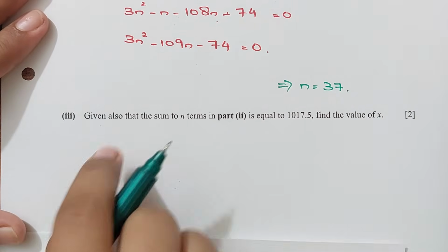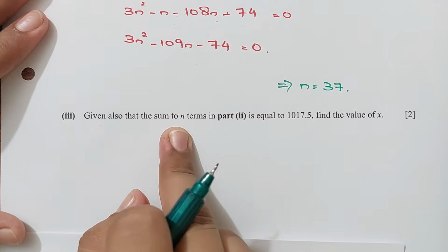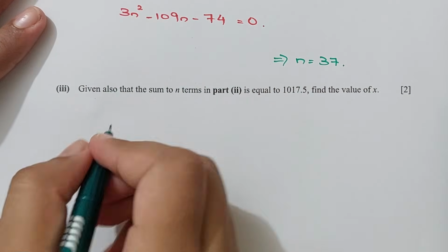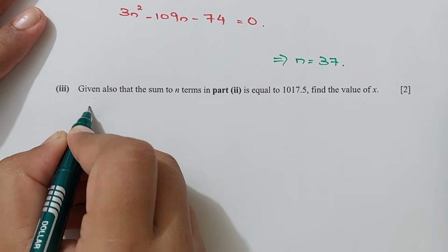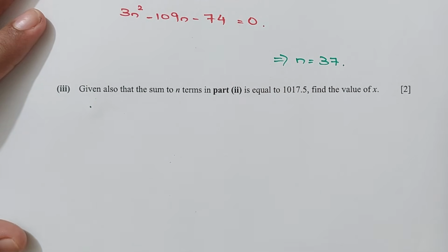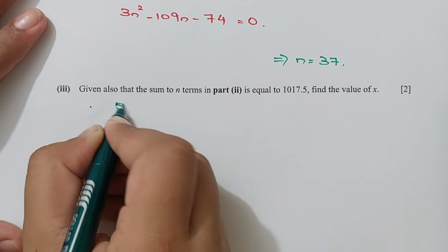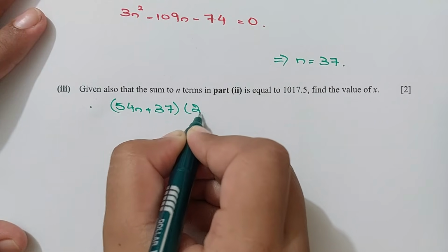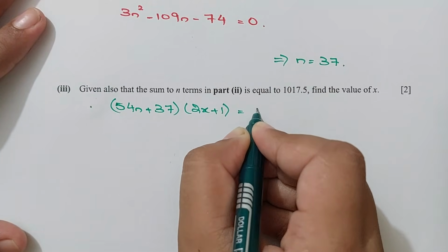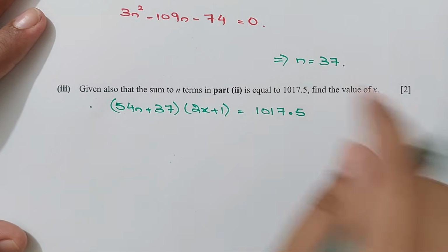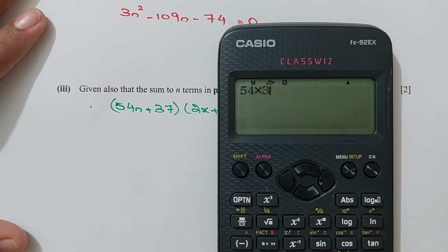Right. Now for the third part, given also that the sum to n terms in part 2 is equal to this much, find the value of x. So Sn equals this much in part 2, and we have to solve for x. For part 2, Sn is (54n plus 37) into (2x plus 1), which equals 1017.5. Substituting the n value, which is 37, 54 times 37, add 37.